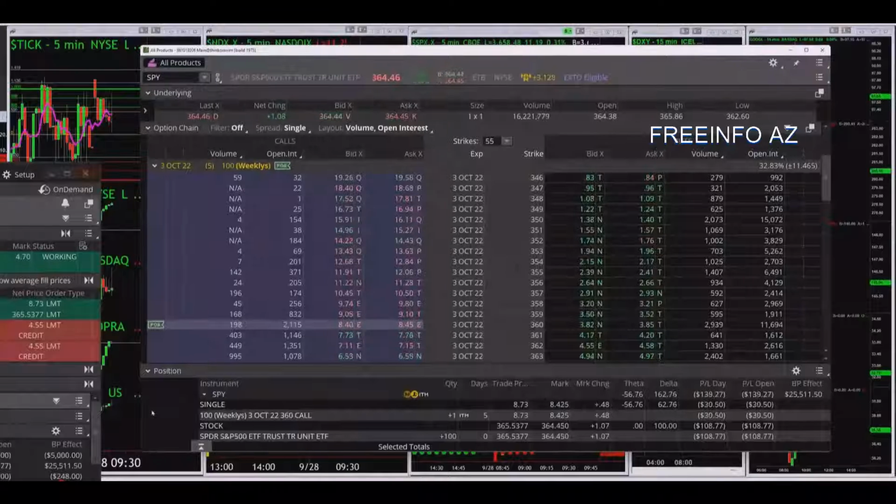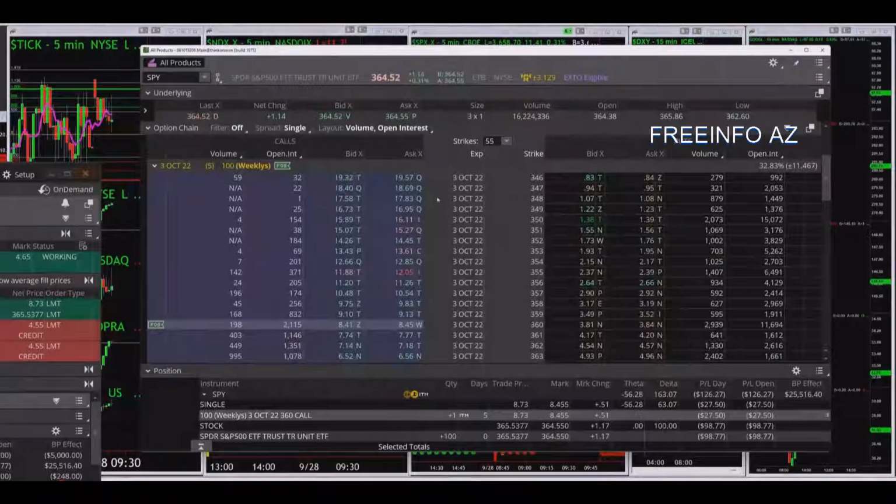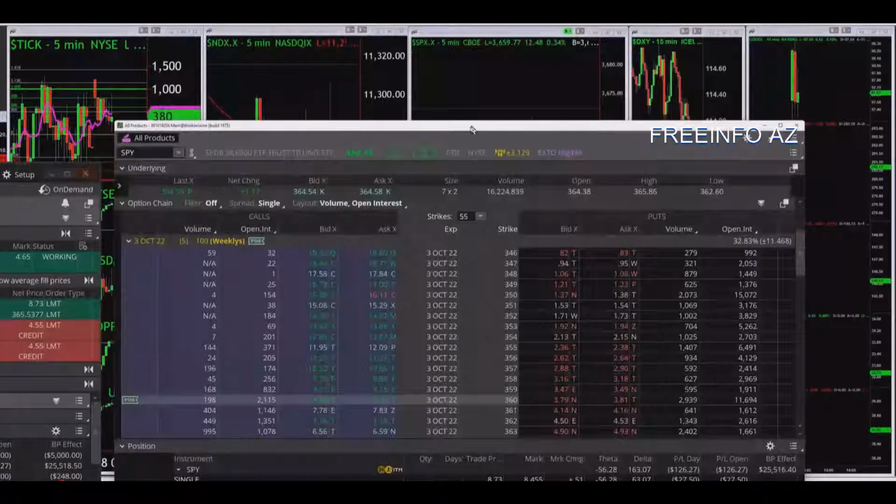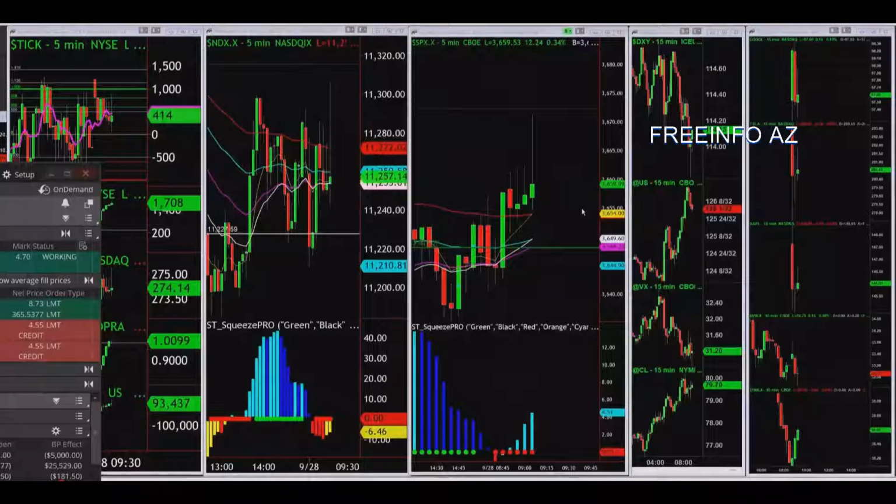Now, here's the harder thing about directional stuff. What do you use for an exit? Because we can't have premium decay. So for an exit, it would be more sell signals. So I think directional is harder, frankly.